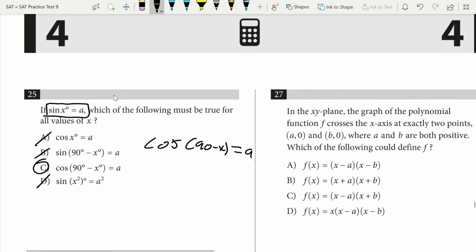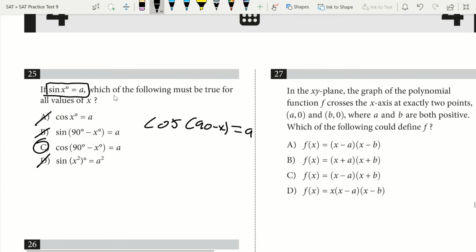Question 27. In the xy plane, the graph of the polynomial function f crosses the x-axis at exactly 2 points, a of 0 and b of 0, where a and b are both positive. That's important. Which of the following could define f? All right, well, if both my zeros are positive, I know here in this equation, my 0 will be a and my 0 will be b, right? I've got to flip the sign, right? So I have this is negative, which means x will equal positive b, and I have x minus a, which means that x will equal positive a. I see those are both positive zeros, so my answer will be A.